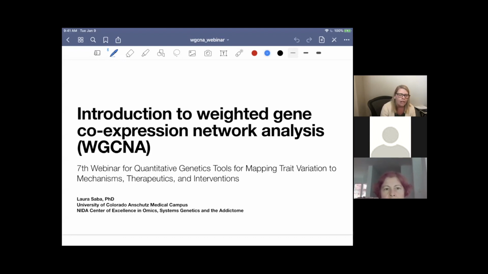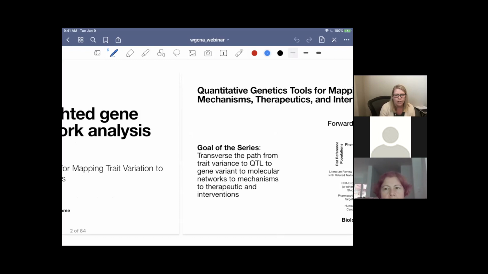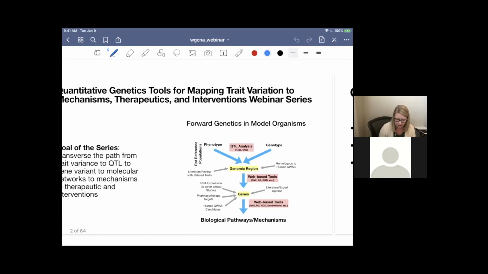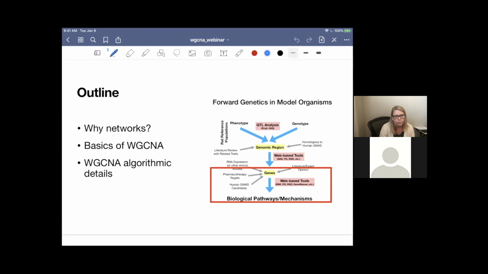WGCNA is a tool that was described in about mid-2000s, around 2005, and it's been used by many people in the quantitative genetics field as a way to make co-expression networks, typically from RNA expression data. So what I'm going to do today is go over why we want to look at networks. We'll talk about basics of weighted gene co-expression network analysis from kind of a big overview of it, and then get into some of the WGCNA algorithmic details.